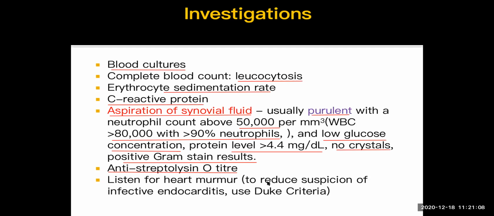Now, remember, infective endocarditis can also lead to involvement of the joint. To rule that out, you can listen for a heart murmur, or you can examine for the Duke criteria. Now, let's not go into the detail. This is purely a medical discussion if I go there, but the Duke criteria have certain major and certain minor criteria. Among the major, echocardiography findings and positive blood culture are the important ones, and the minor have so many others. So the important point here is to rule out infective endocarditis as one of the differential diagnoses.